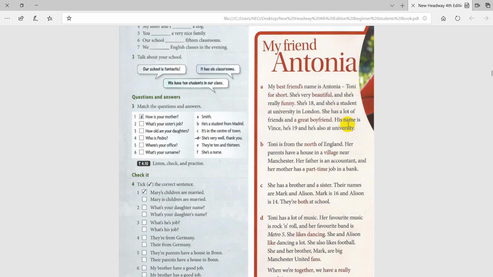She is 18, and she is a student at university in London. She has a lot of friends and a great boyfriend. His name is Vance. He is 19 and he is also at university. A lot of, she has a lot of friends.